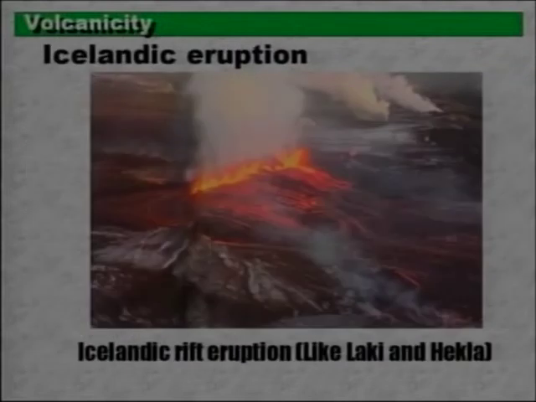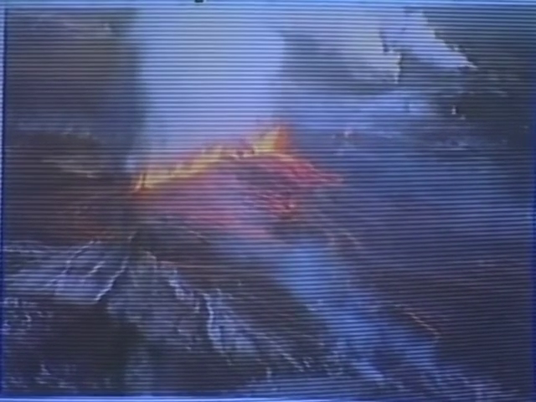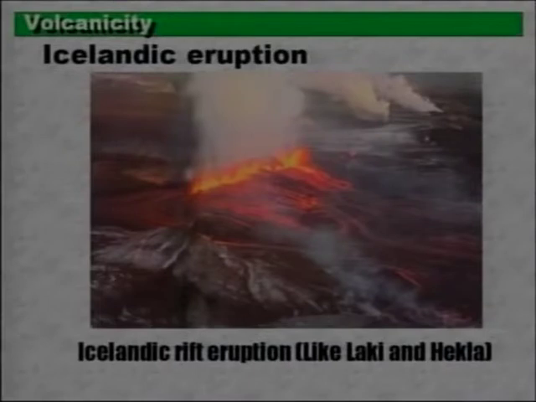More information on the Fischer eruption we can look at from other sources or other information that we can collate or put together. We'll check the Icelandic eruption. That's the next type of eruption now, the Icelandic eruption. And here we see the Icelandic rift eruption. We have Laki and Hekla, which are also volcanoes found in Iceland. And you can see an example there from the photograph of an Icelandic eruption.